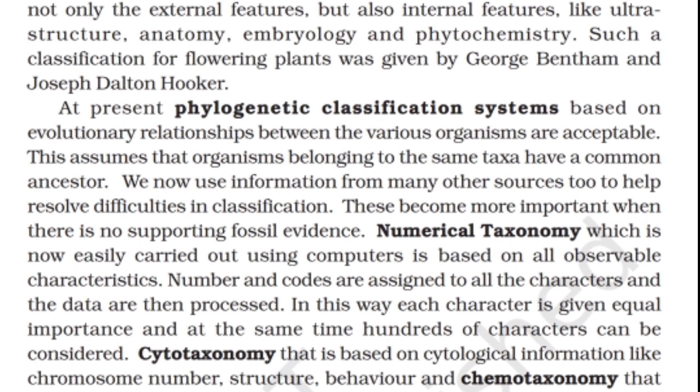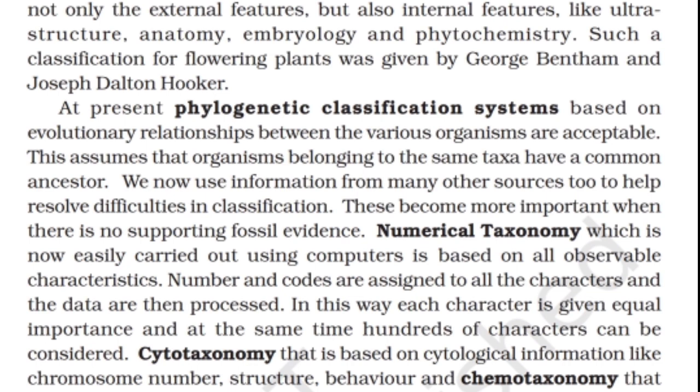At present, phylogenetic classification systems based on evolutionary relationships between the various organisms are acceptable. This assumes that organisms belonging to the same taxa have a common ancestor. We now use information from many other sources to help resolve difficulties in classification. These become more important when there is no supporting fossil evidence.